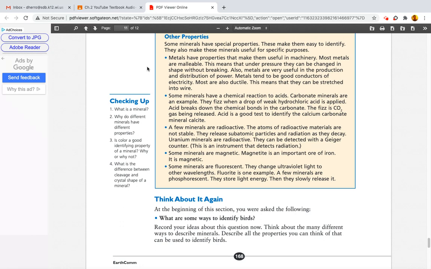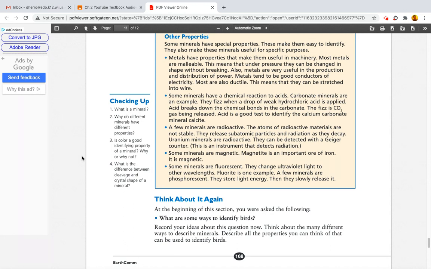Also, metals are very useful in the production and distribution of power. Metals tend to be good conductors of electricity. Most are also ductile. This means that they can be stretched into wire. Some minerals have a chemical reaction to acids. Carbonate minerals are an example. They fizz when a drop of weak hydrochloric acid is applied.